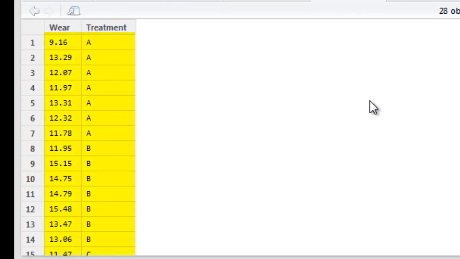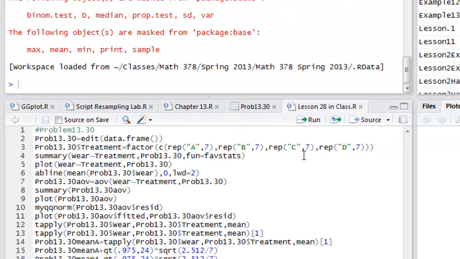In the left-hand column, which is our predictor, we have the wear, and in the right-hand column we have the treatment, and there are 4 different treatments. And we want to see if there's a difference in the average wear between the different treatments, which leads us to ANOVA. First thing we're asked to do is enter the data.